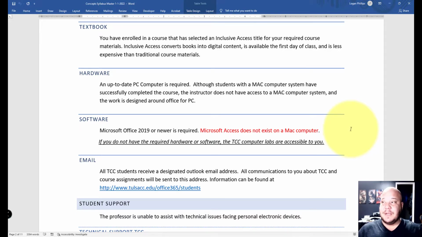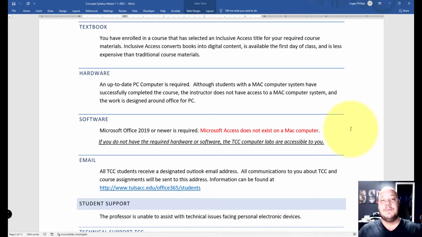Now, people have completed the class with a Macintosh computer or an Apple computer, so if you have one of those, you are free to use it. Just understand that it will cause problems. If you're one of my concept students, understand that you cannot use a Macintosh to complete the capstone projects or the Access projects. You will have to come into campus and use one of the computer labs there.